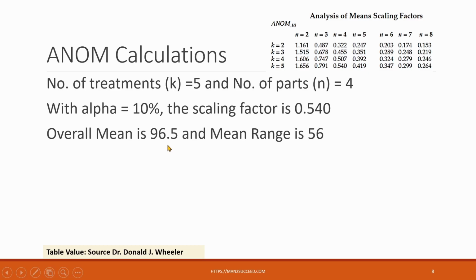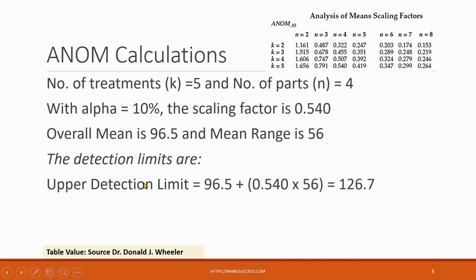The overall mean is 96.5 and the mean range is 56. So we will calculate the detection limits. The upper detection limit is equal to the mean value plus 0.540 times the mean range, that is 56.